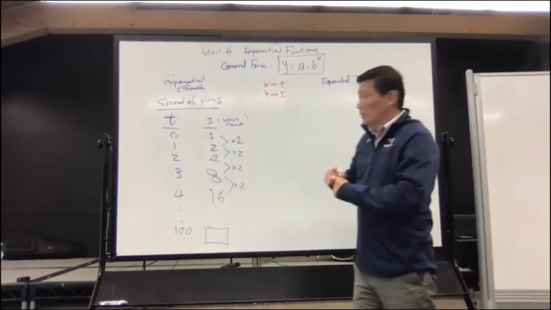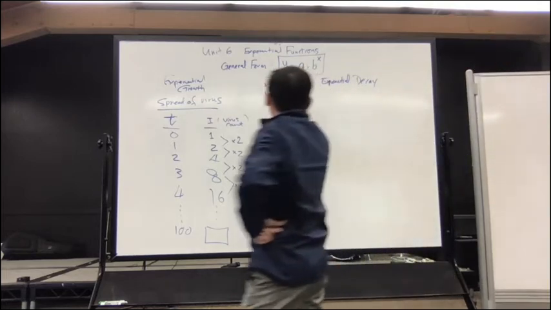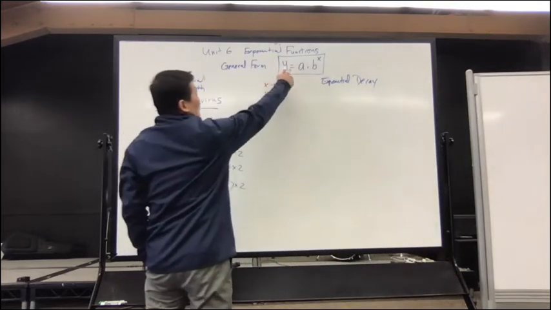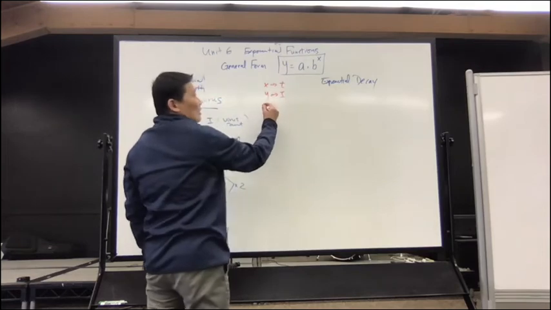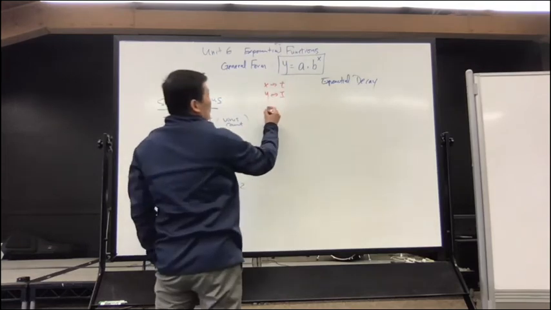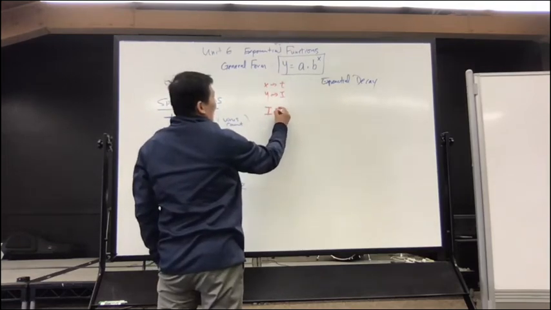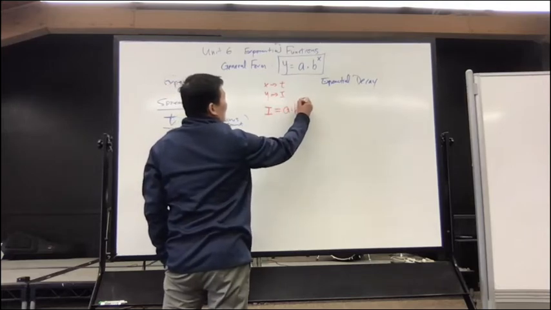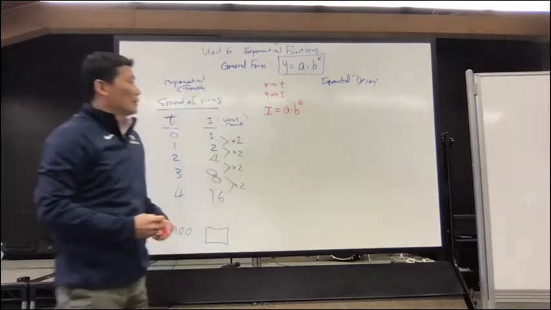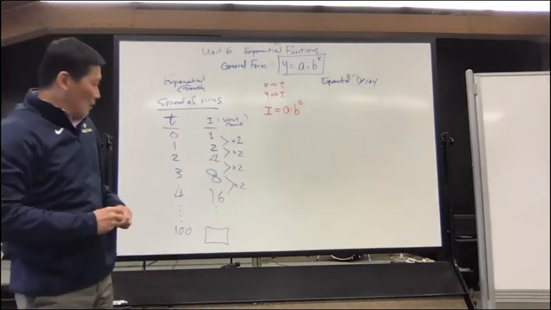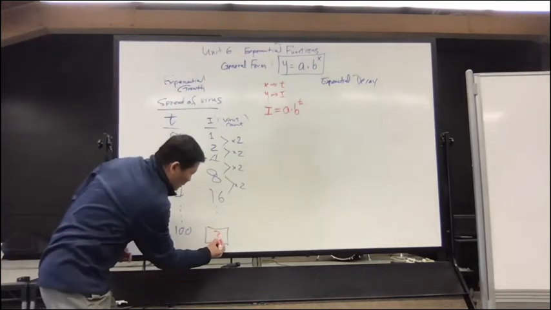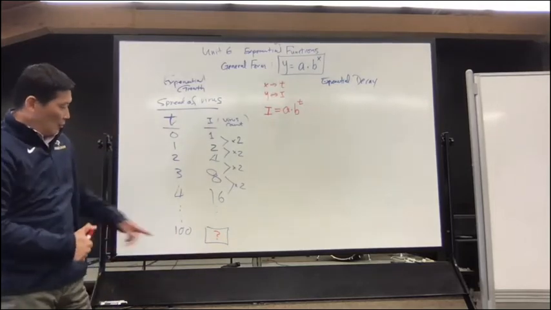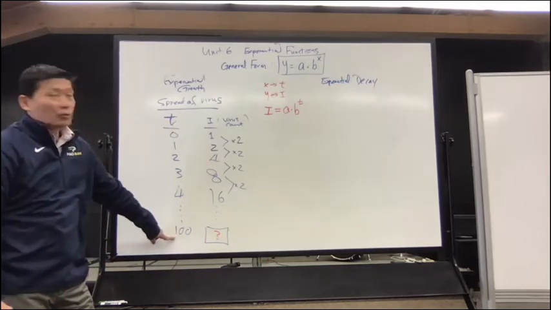So here, let me simply rewrite this. Our workable equation at the moment is I equal to A times B to the t. Okay. So if I want to find this answer right here, then we want 100 to go where?